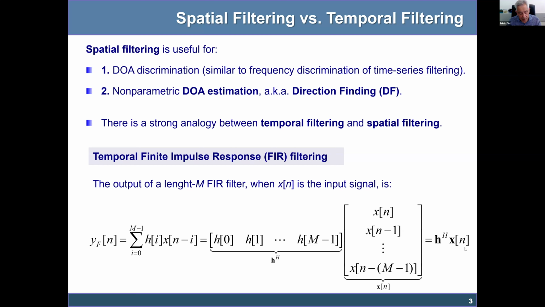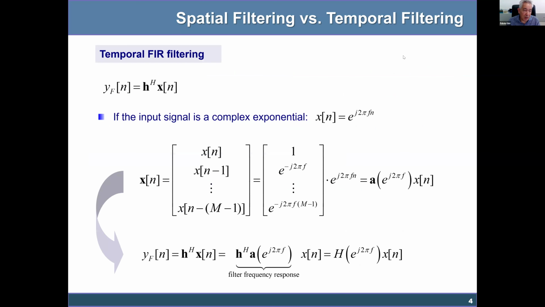So the length of the impulse response of the filter is m. So this is a sort of window of length m that runs over your data. So at time n, to calculate the output, you use the sample at time n and the other previous m minus 1 samples, okay? So this is the output of the FIR filter.